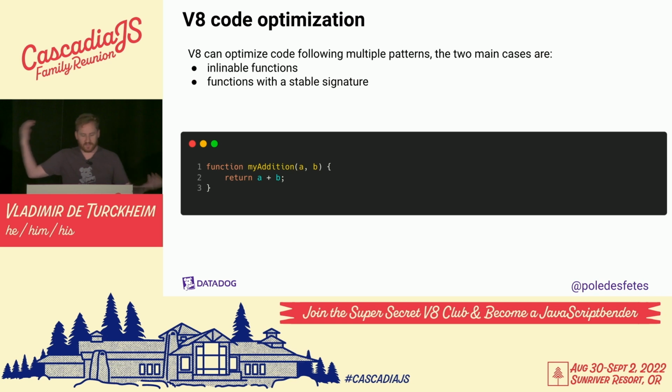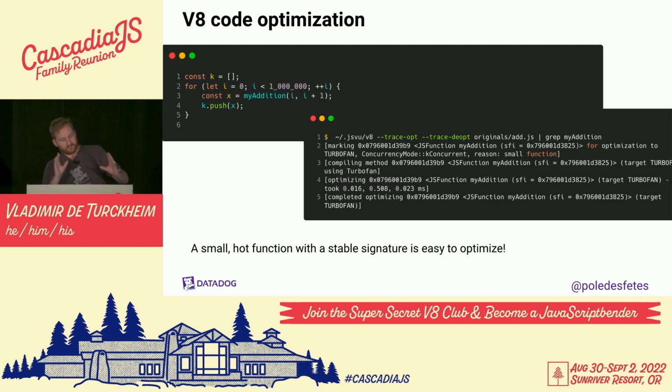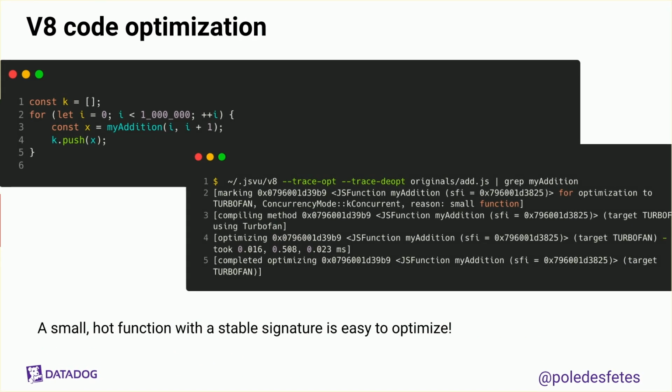So let's take an example with the myAddition function, which takes A and B as arguments and returns A plus B. And since we are JavaScript developers, we know that A and B can have all the types in the world. Let's take this function and call it 1 million times with integers. So we've got a loop, and we call myAddition with I and I plus 1, and this I just goes from 0 to 1 million. And I push it in an array. It has nothing to do with the benchmark.